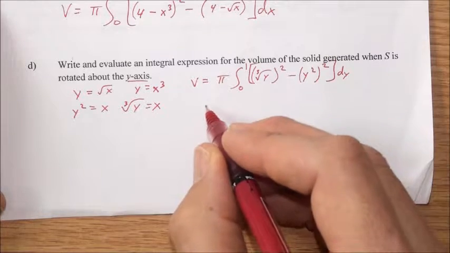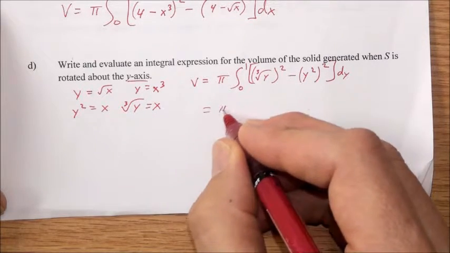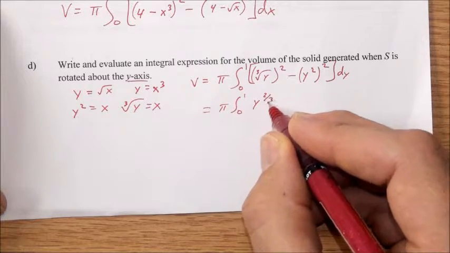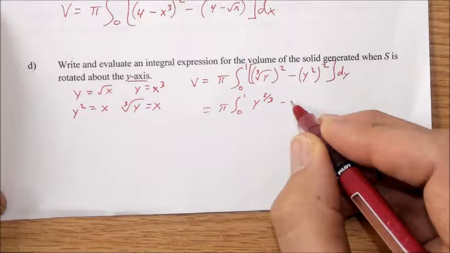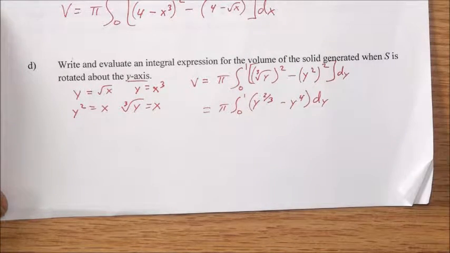Okay, we're going to simplify this. We have y to the 1/3 being squared, so this is really pi times the integral from 0 to 1 of y to the 2/3, and y squared squared is y to the 4th. So we have y to the 2/3 minus y to the 4th dy.